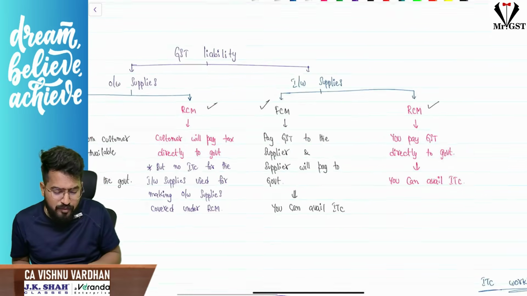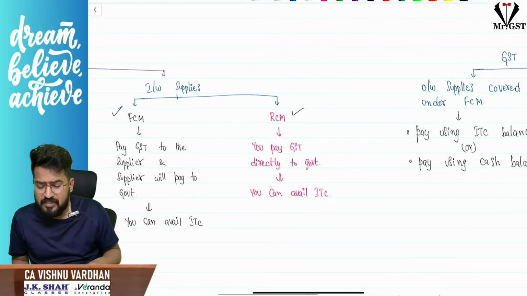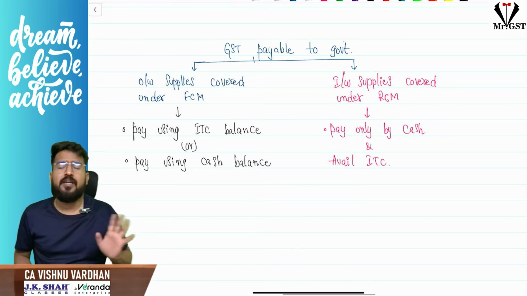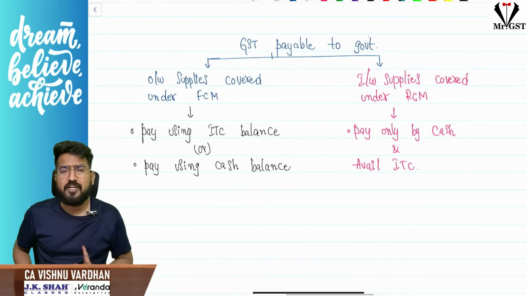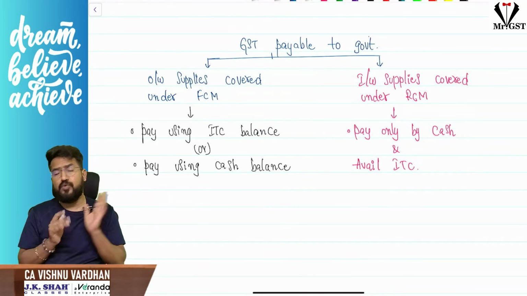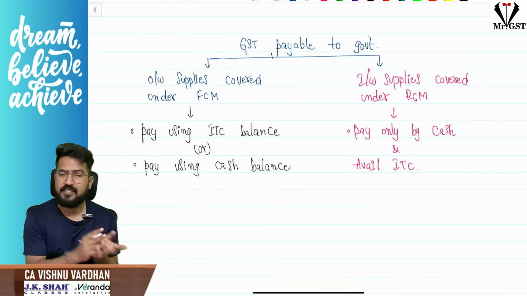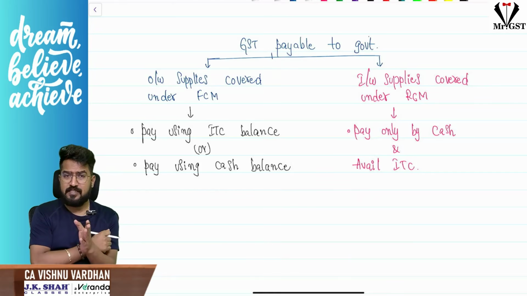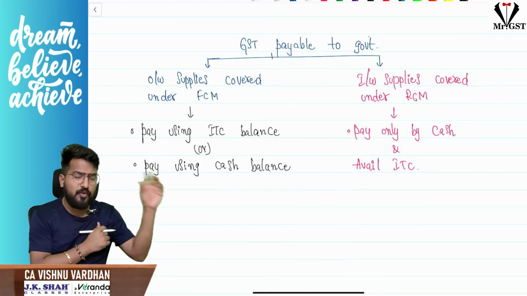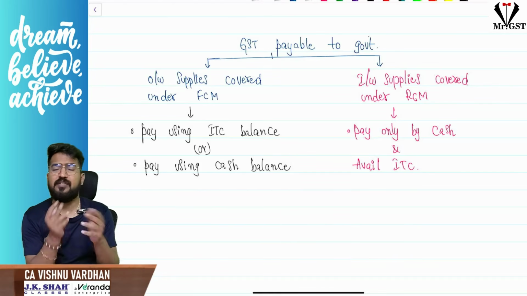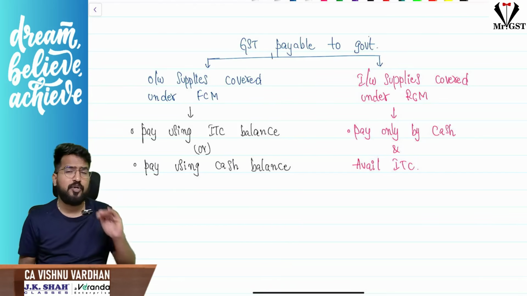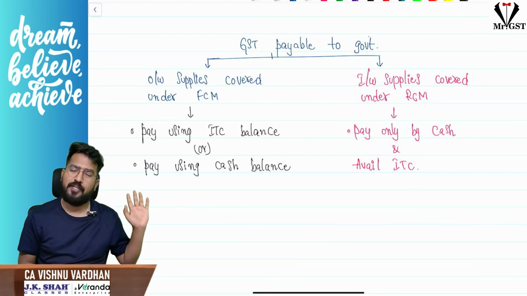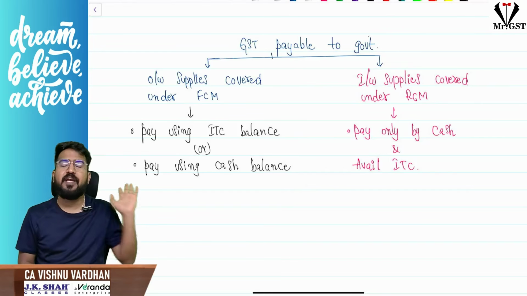So this is the overview of GST liability. So what is that we have to understand? See, sir, whenever there is GST payable to government, it can come in two circumstances. One is on your sales, the other is on your purchases. If at all GST liability comes on your sales, then, sir, if you are going and paying GST, you can use your ITC balance. If it is not sufficient, use cash balance. Because to pay output tax, you can use input tax. If it is not sufficient, pay cash.